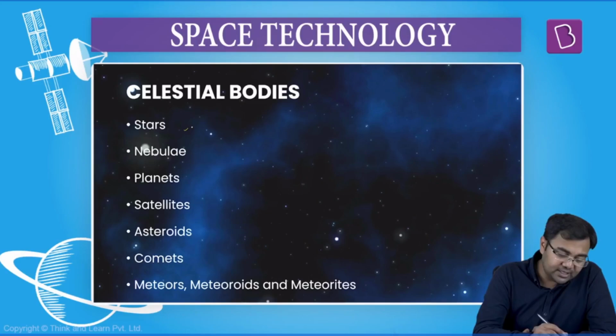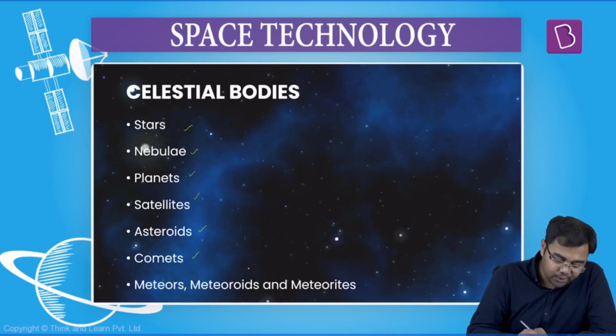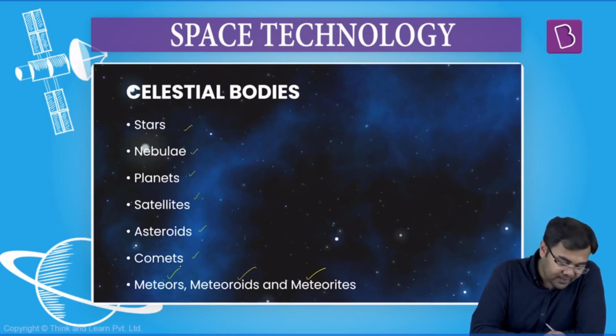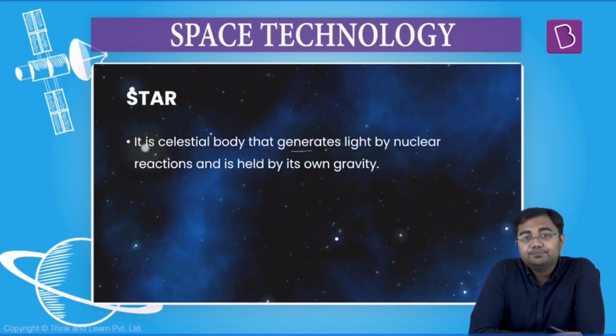So we are going to discuss stars, nebula, planets, satellites, asteroids, comets, and meteoroids. And we'll discuss meteors and meteorites as well. Now, first of all, star.